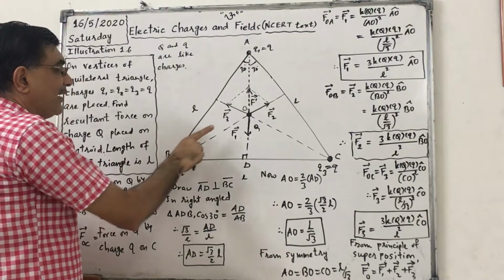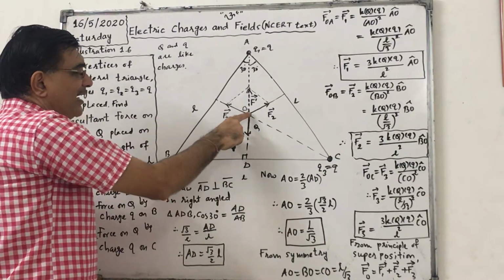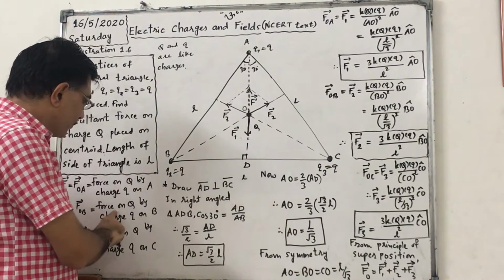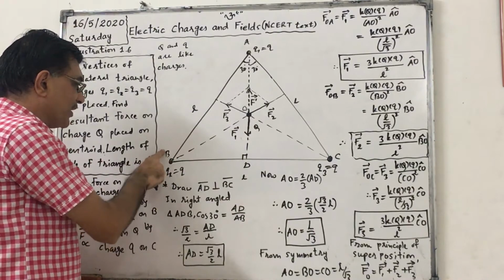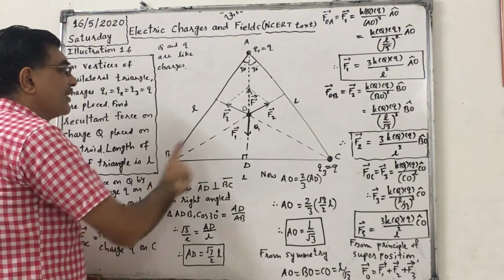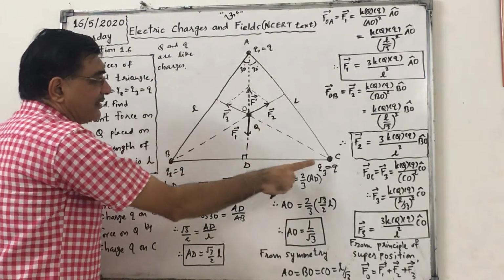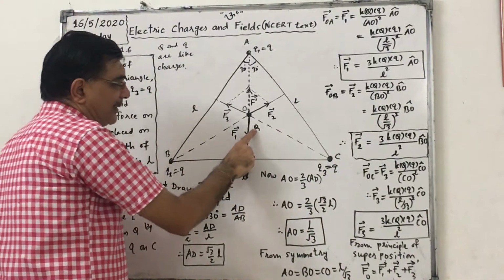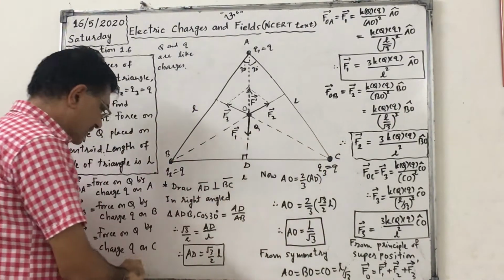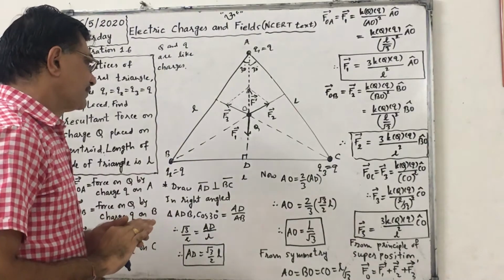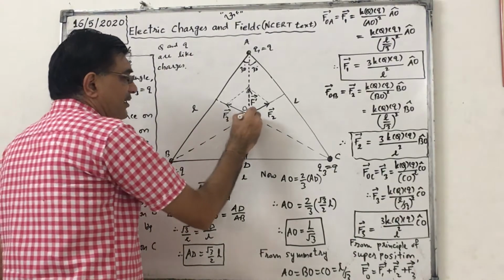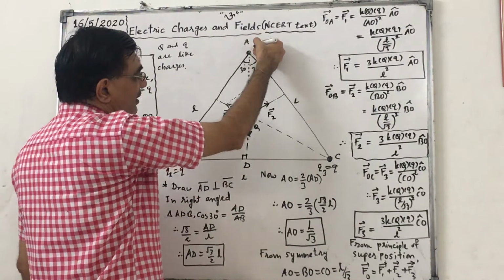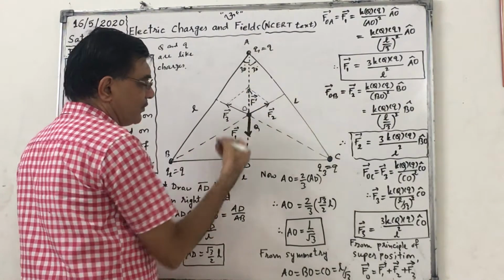Then F2, that is actually F on O by B, the force on capital Q by small q placed on B. Then F3, that is the force on O by C, the force on capital Q by small q placed on C. So this is the figure. There are three forces. F1 is offered by Q1 on Q, where Q1 equals small q.